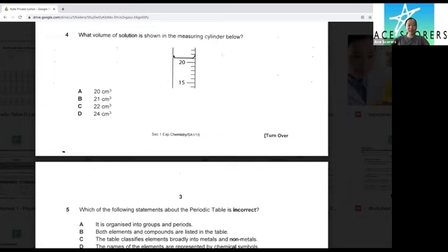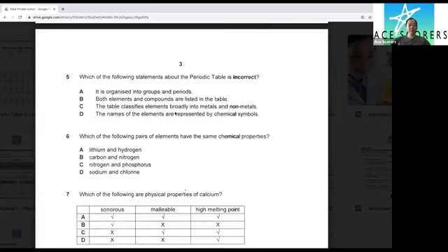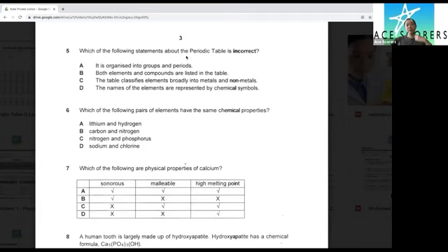Why? Now this line is called the meniscus. Okay, I'm not sure if you remember. This line is called the meniscus. So a meniscus is the curved line of every liquid. Every liquid has got this curved thing. You don't read the top, you read the bottom of the meniscus, which in this case is 21. Next one. Which of the following about the periodic table is incorrect?